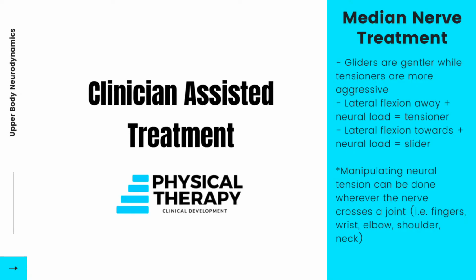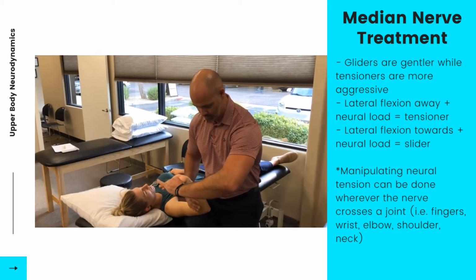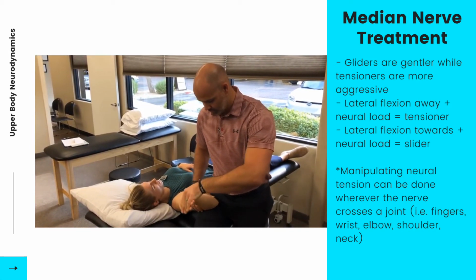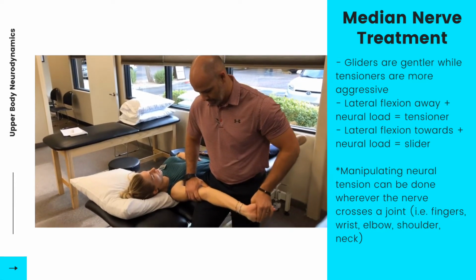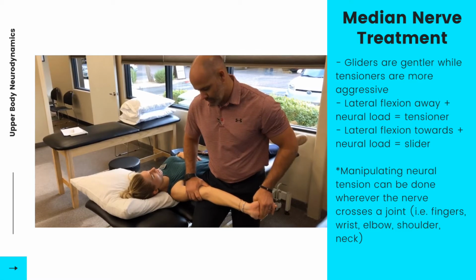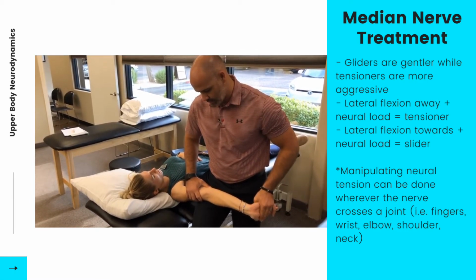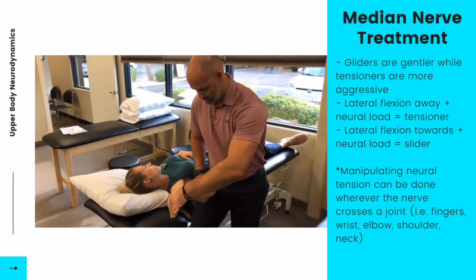Now that we've covered anatomy and selective tensioning of the median nerve, let's review clinician-assisted treatment. So in this case, you can use sliders or tensioners to mobilize the nerve. In this particular situation, the patient's arm will be placed into a tensioning position, and from here we can manipulate either proximal or distal components, as well as anything along that nerve pathway.